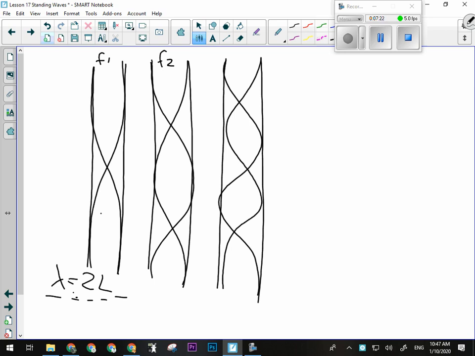Open air columns resonate at every harmonic: first harmonic, second harmonic, third harmonic. Closed air columns only resonate at odd harmonics: fundamental, 3, 5, 7. So there's never a node at the end. There's never a node at the ends for an open air column because they don't have a reflective point.